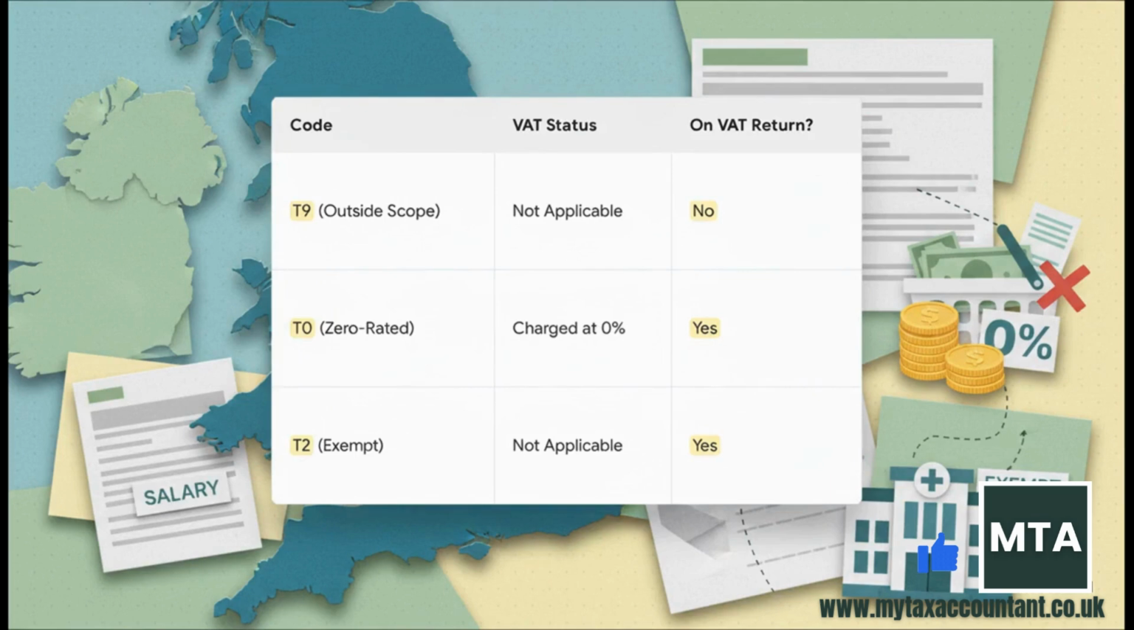This little table sums up the whole puzzle perfectly. Just look at that last row. That's the key. For T9, the transaction does not appear on your VAT return. But for zero rated, which is T0, and exempt, which is T2, it's a big fat yes. They absolutely must be reported, even though no VAT was collected.